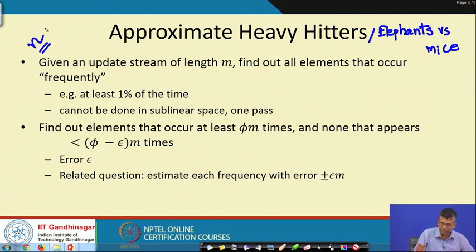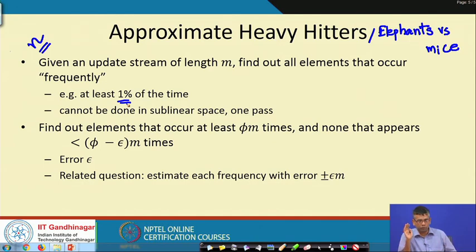Let us say by frequently, I mean that it occurs at least 1% of the time, which means that their frequency is at least 1% times m, 0.01 times m. Okay. Unfortunately, this cannot be done in sublinear space in one pass. So, you cannot find the exact set of all elements that appear 0.01 m times in space that is sublinear.